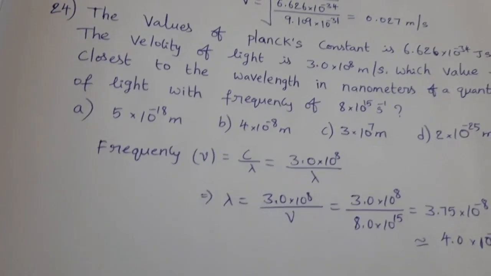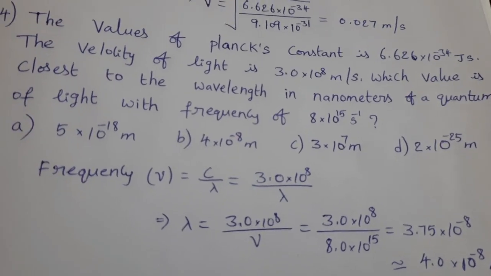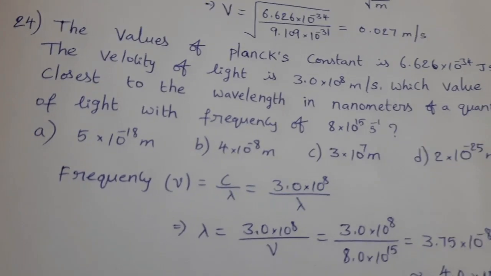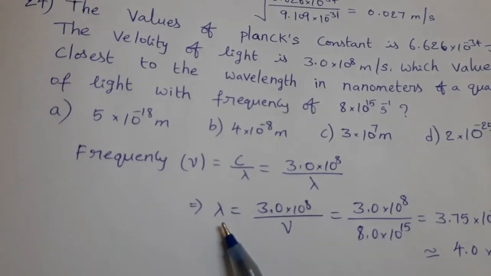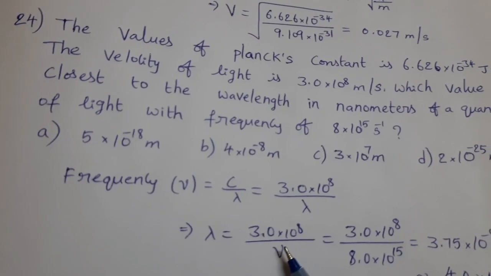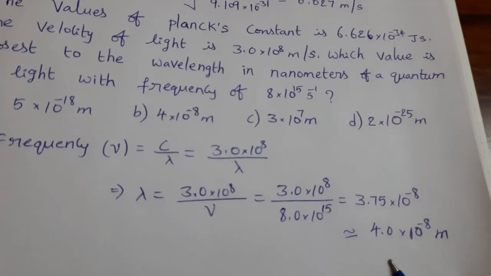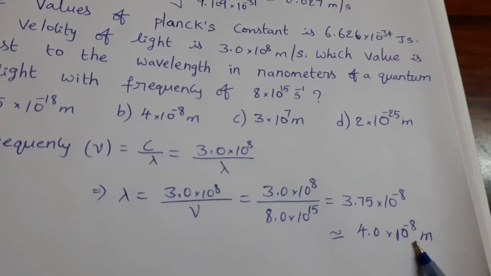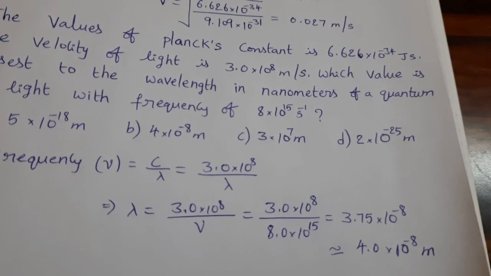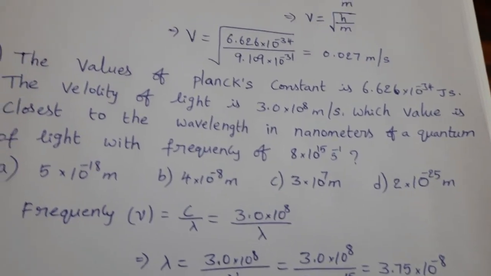See the answer. Frequency nu equal to c by lambda. C means velocity of light. So value 3.0 into 10 power 8 divided by lambda. From this we can write lambda equal to 3.0 into 10 power 8 divided by nu. Nu value is given, that is 8.0 into 10 power 15. So finally we can get 4.0 into 10 power minus 8 meters. So for this, answer is option B.